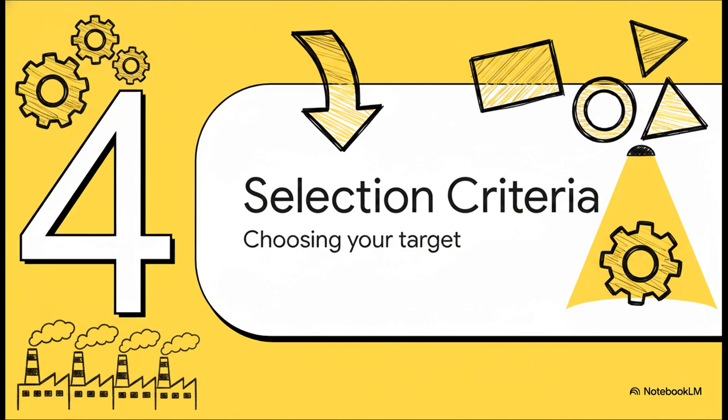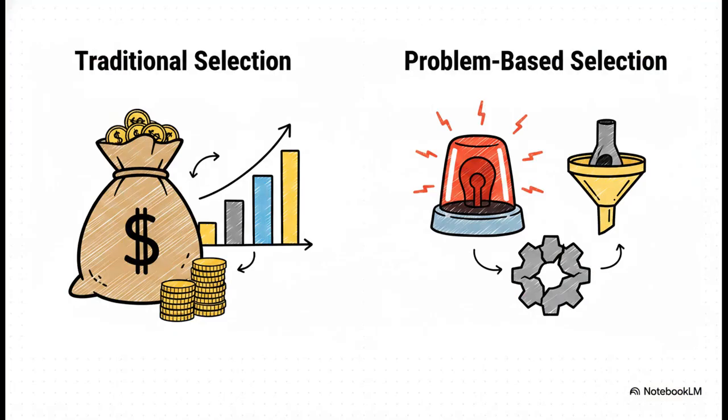How do you actually choose your initial target? So you know what a product family is now. But what if you have 10 different product families in your facility? Which one do you map first? Well, the literature highlights 2 primary strategies.